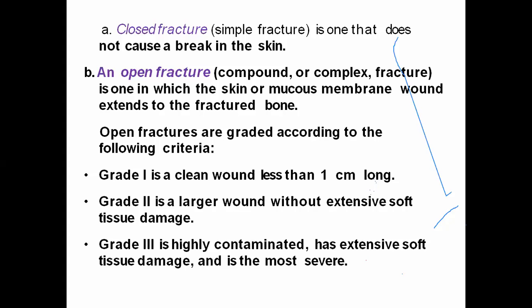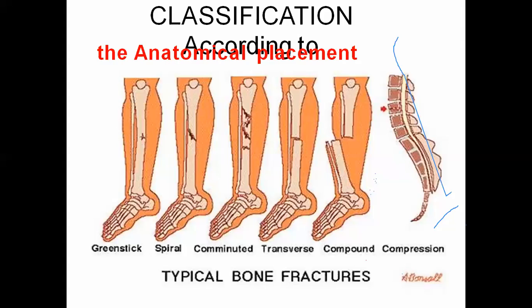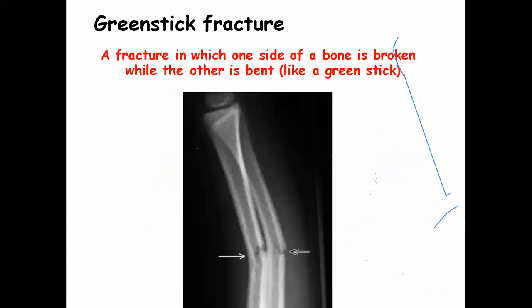Till now, we have studied incomplete fracture, complete fracture, closed fracture, and open fracture. Now, coming to the classification of fractures according to anatomical placement. Now you will see the pictures: greenstick, spiral, comminuted, transverse, compound, and compression fracture. These are all the types of fracture according to anatomical placement. Now coming to the greenstick fracture. It is a fracture in which one side of the bone is broken while the other is bent, like a green stick.